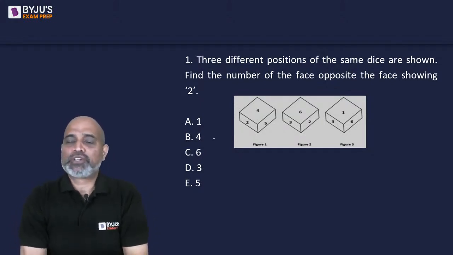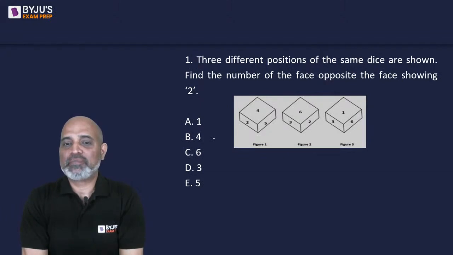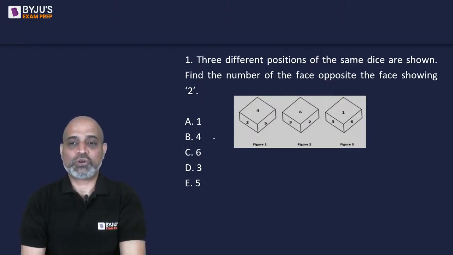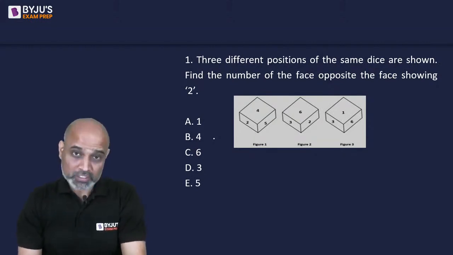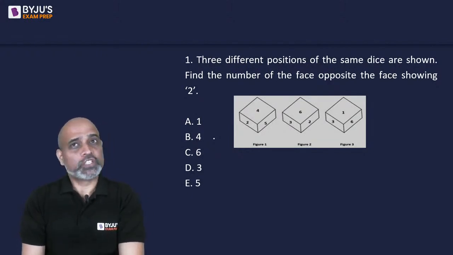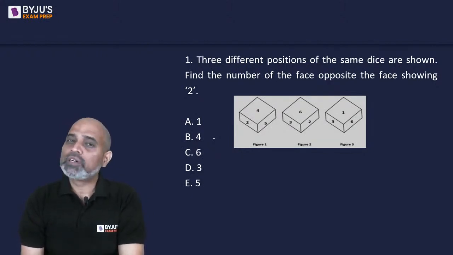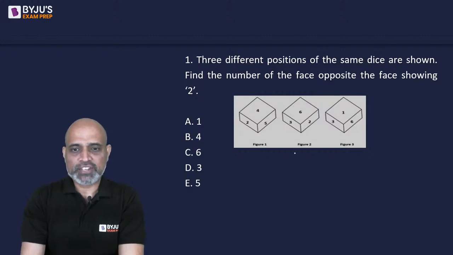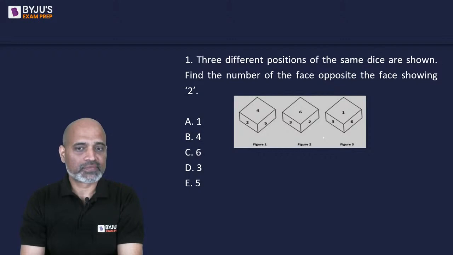So 3 different positions of the same die are shown. Find the number of the face opposite the face showing 2. So how do we solve such questions? Out of the 3 figures that you have of the same die, what you need to do is find out 2 figures such that there is only one number common, or in other words, only one face which is similar. If I look at figure number 1 and 2, you will find 2 is the only face that is common, right?